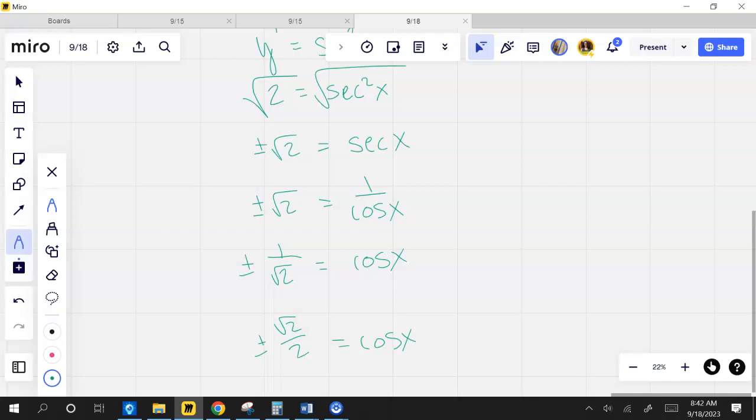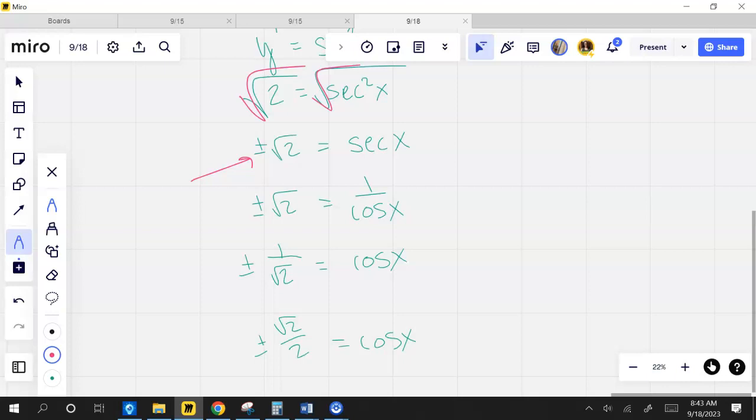Because in the very beginning up here, when I took that square root, what's square root 4? So what's negative 2 times negative 2? So it's square root of 2 over 2 or negative square root of 2 over 2.